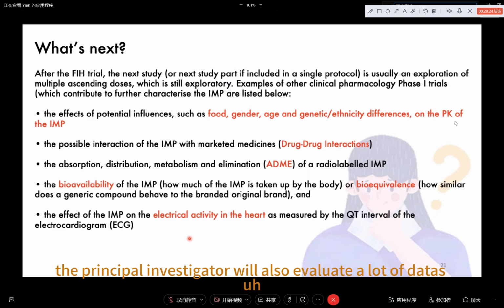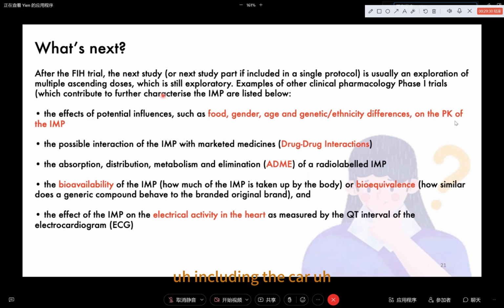So after the first human clinical trial, what is next? Usually the principal investigator will also evaluate a lot of data to further characterize this drug, including the potential influences such as food, gender, age, genetic and ethnicity differences on the pharmacokinetics of this investigational drug.